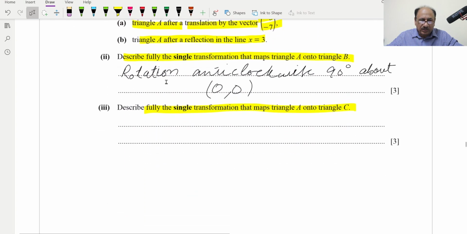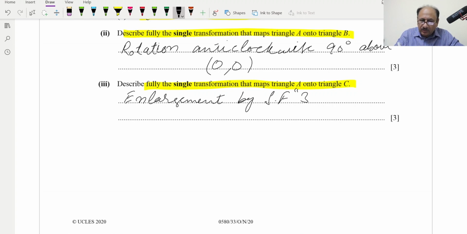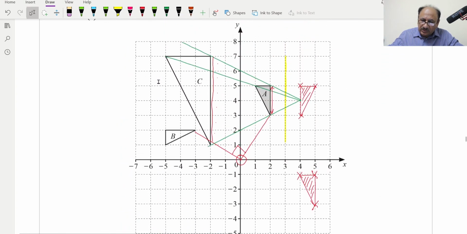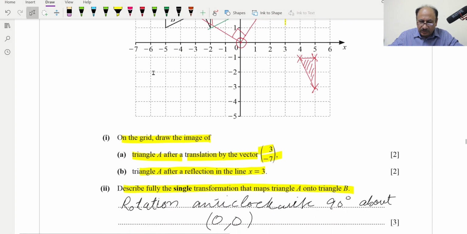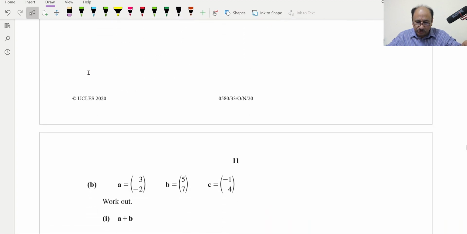So we can write this is enlargement by scale factor 3, and what else, the center of enlargement also we have to check, and the center of enlargement is this one, which is (4, 4), so we can write center of enlargement (4, 4). So this is also done.